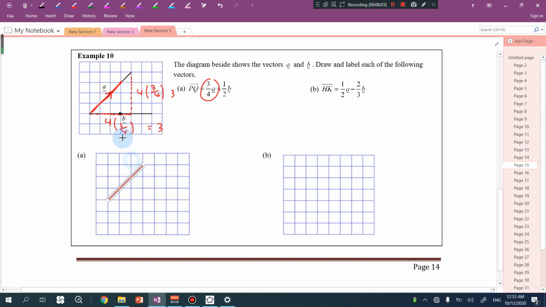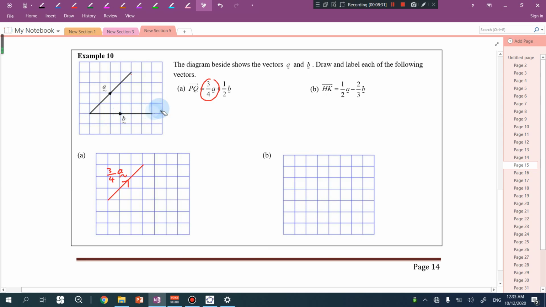Okay, not same gradient, right? Okay, so now this is 3 over 4a. Let me label first. 3 over 4a. Okay, now we are going to figure out how to draw the 1 over 2b. So this one should be easier. Look carefully at the directions.